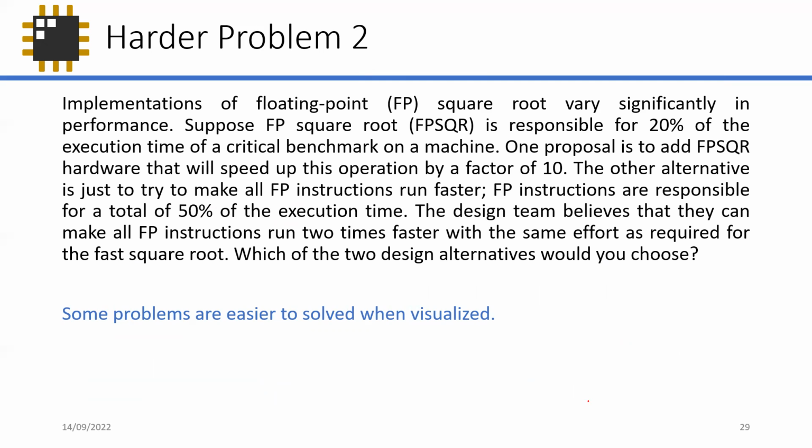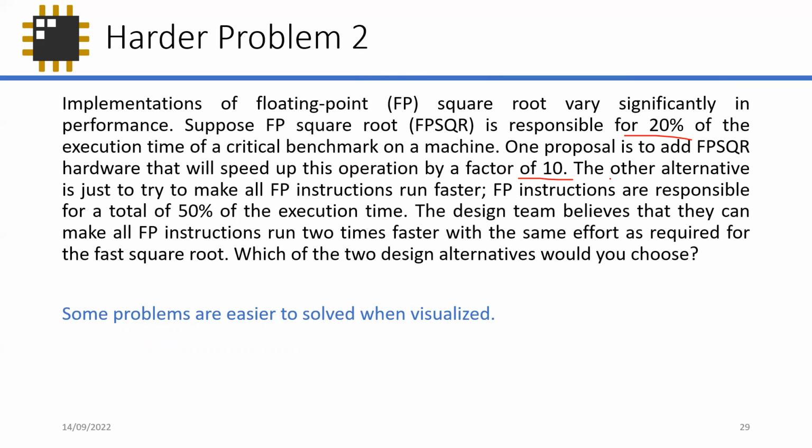Implementations of floating point square root vary significantly in performance. Suppose floating point square root (FPSQR) is responsible for 20% of the execution time or CPU time of a critical benchmark on a machine. One proposal is to add FPSQR hardware that will speed up this operation by a factor of 10.